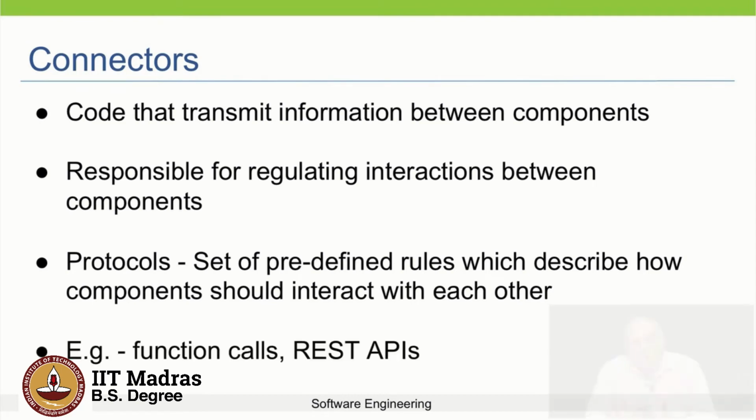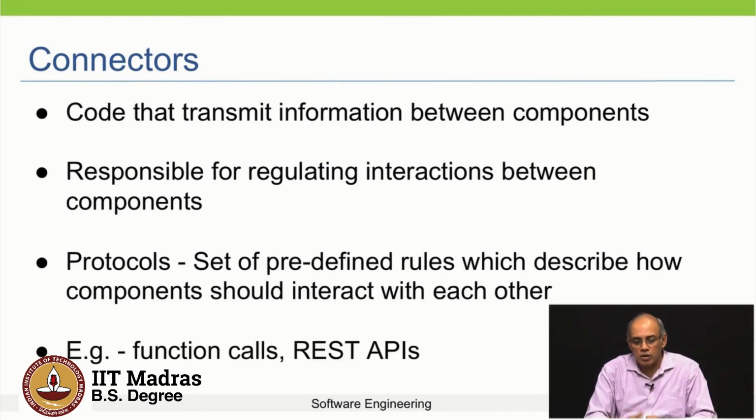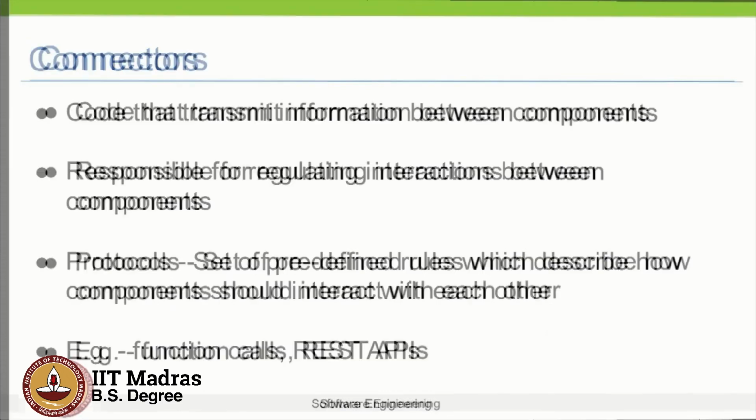The most common types of connectors are function calls and REST API calls. You have specific rules to create endpoints which help you communicate with other components.